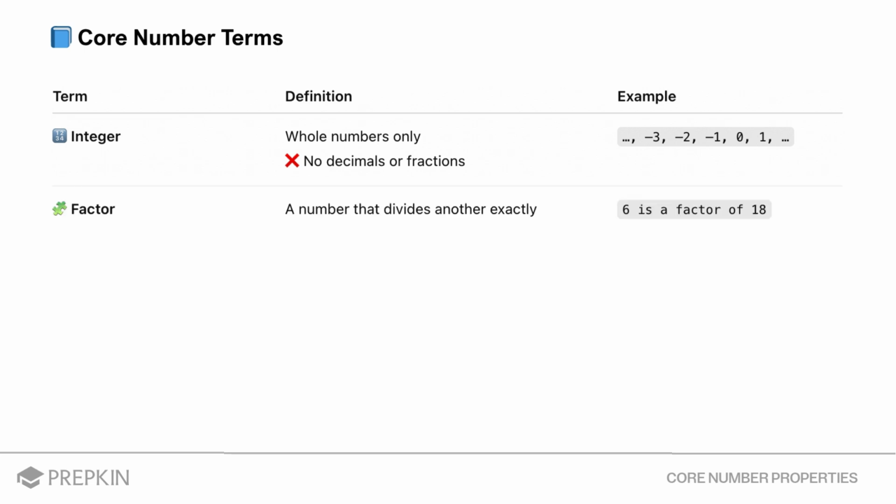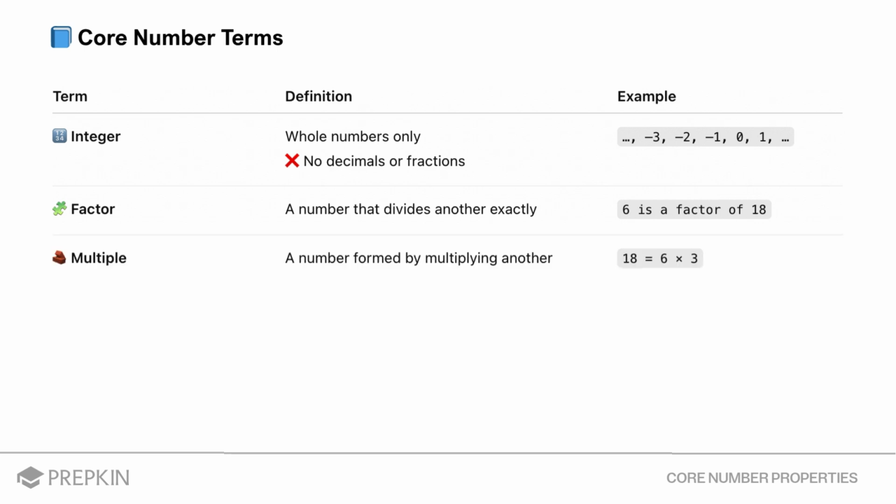Next, factors. A factor is a number that divides another exactly. No remainders, no decimals. For example, 6 is a factor of 18 because 18 divided by 6 equals 3. But 2 is not a factor of 5 because 5 divided by 2 equals 2.5. That's not a whole number.